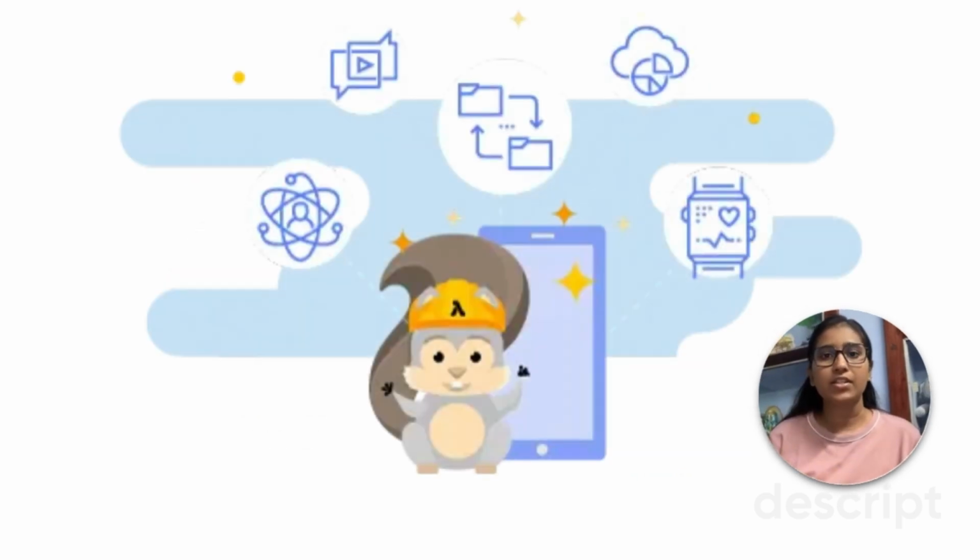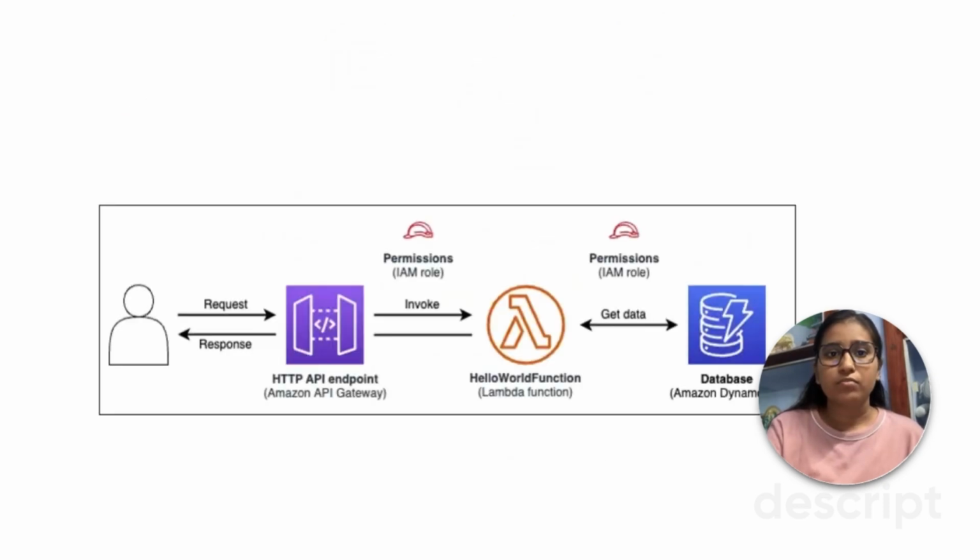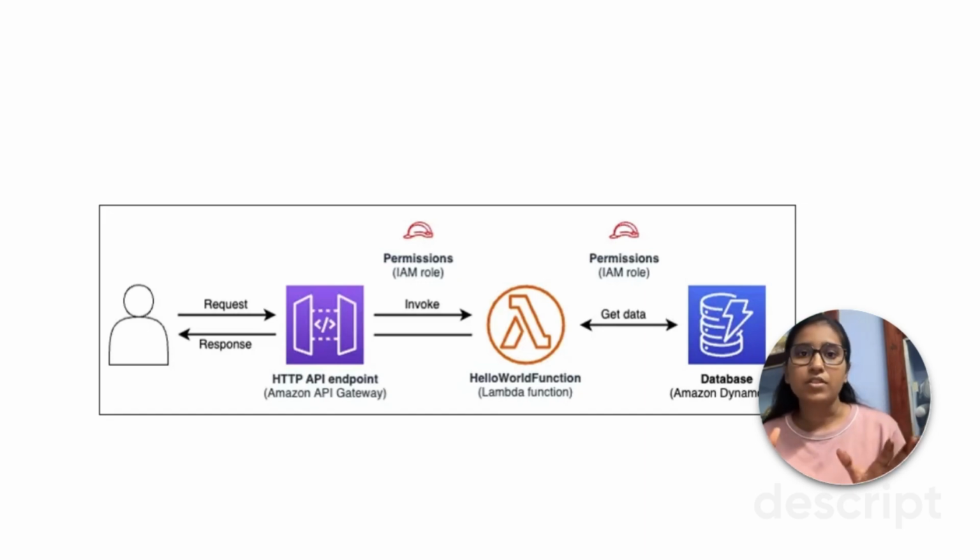AWS SAM stands for Serverless Application Model. So it's basically an open source framework which helps you to build, to deploy, and to test your serverless applications on AWS. So assume you are using AWS Lambda, you have API Gateway, you have DynamoDB, and a bunch of other AWS services. SAM gives you a simple and consistent way to define and to deploy everything with just a few lines of code.